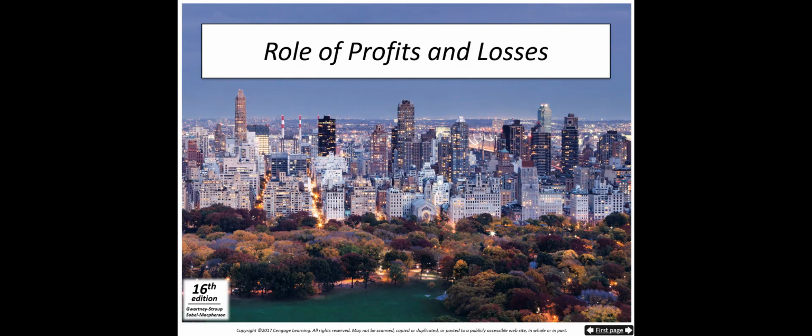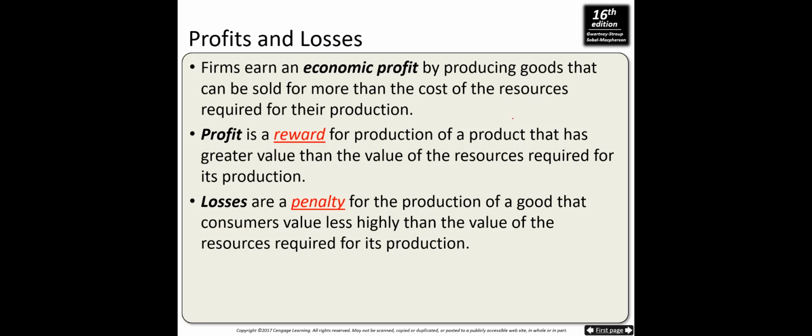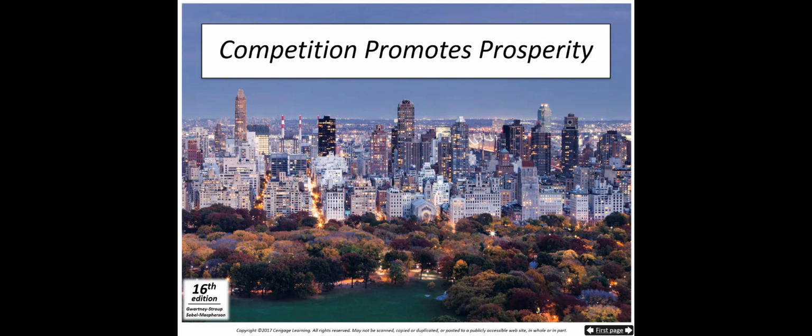And next we talk about the role of profits and losses. Firms earn economic profit by producing goods that can be sold for more than the cost of the resources required for their production. Profit is a reward for production of a product that has greater value than the value of the resources required for its production. Losses are a penalty for the production of a good that consumers value less highly than the value of the resources required for its production.